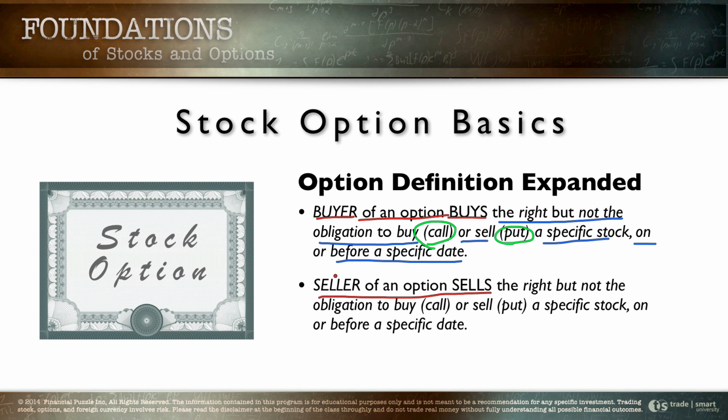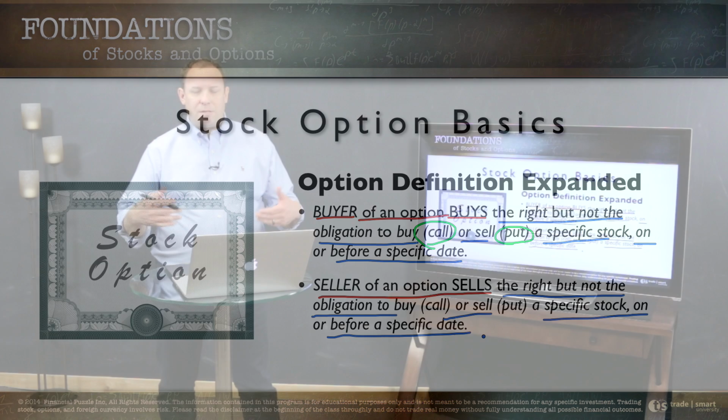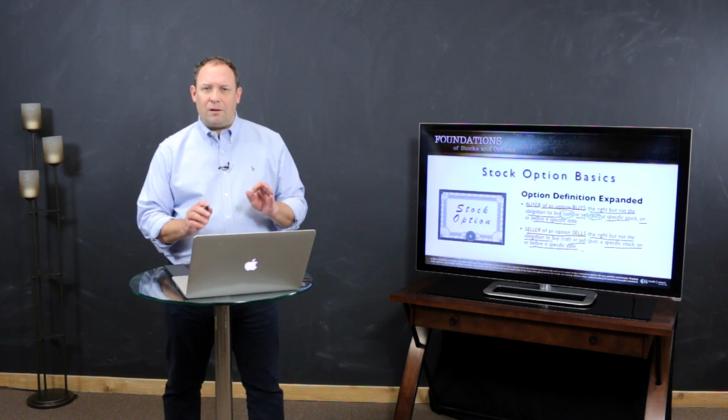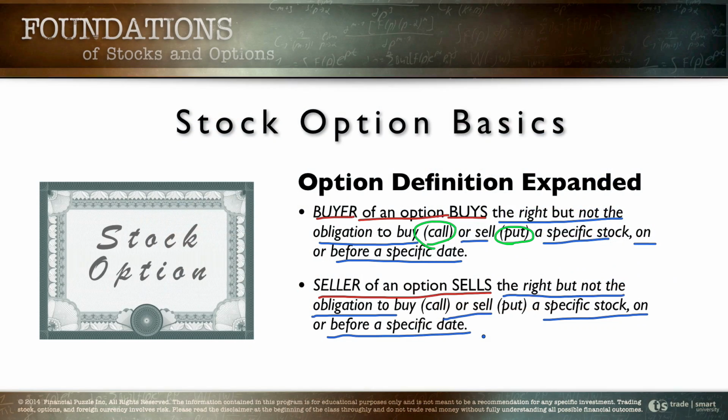And in red, notice the buyer of the option and the seller of the option. Now watch this. I'm going to underline in blue. This is the definition of the option. I could just as easily say the buyer of the option buys the option and the seller of the option sells the option, but that's not very descriptive. What's actually happening is the seller of the option is selling the right but not the obligation to buy a stock, or the right but not the obligation to sell a stock if they're selling a put, the specific stock on or before a specific date.